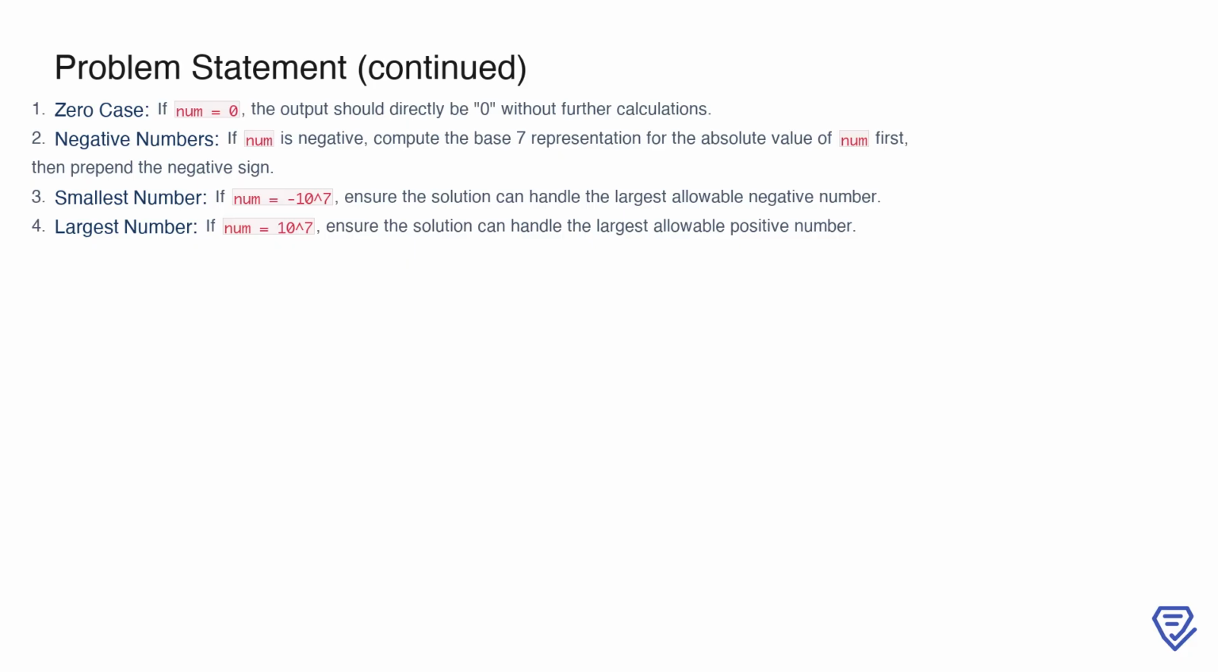Finally, there are a few key edge cases to keep in mind. For the 0 case, if the input number is 0, the result should directly be 0 without any additional calculations. For negative numbers, the base 7 conversion should be computed for the absolute value of the number first, and then the negative sign should be prepended to the result. Additionally, when handling very large or very small numbers, like -10 million or 10 million, the solution must ensure it can process these extreme values correctly within the given constraints. Each of these considerations is critical to ensure the solution is robust and handles all possible inputs.